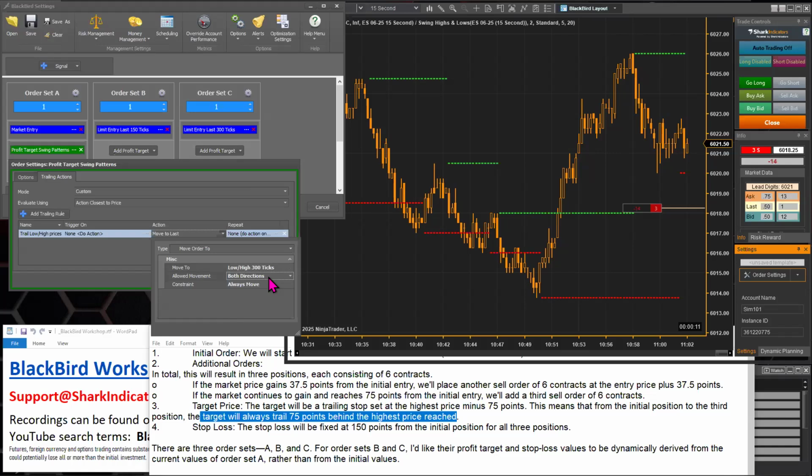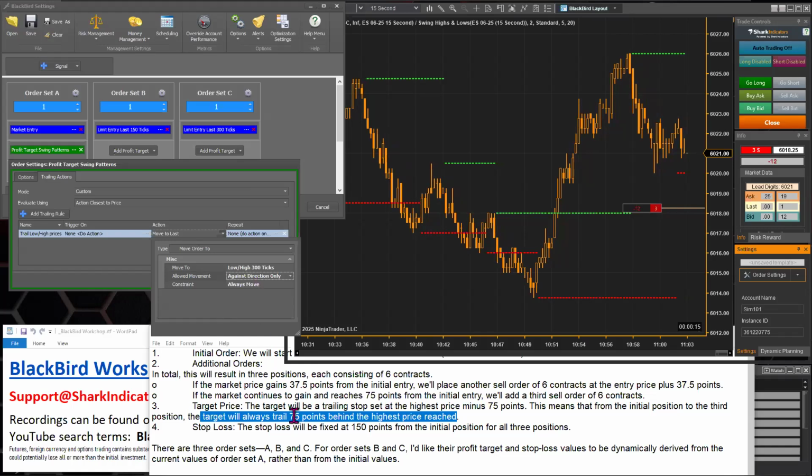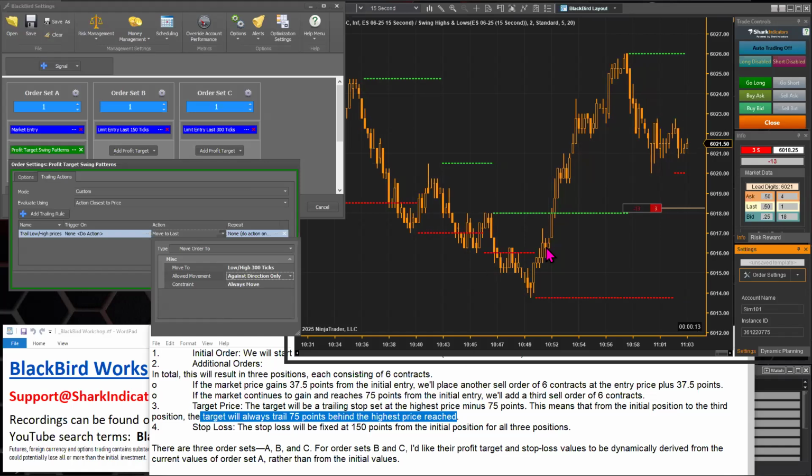So we're going to restrict the movement here. So against. Yeah, we want to use against direction. Since this is written as a sell trade, a sell trade is where we want the market to go down, but we're only moving the profit target higher. So we're moving the profit target against the direction of the trade. All right, so that should do it.